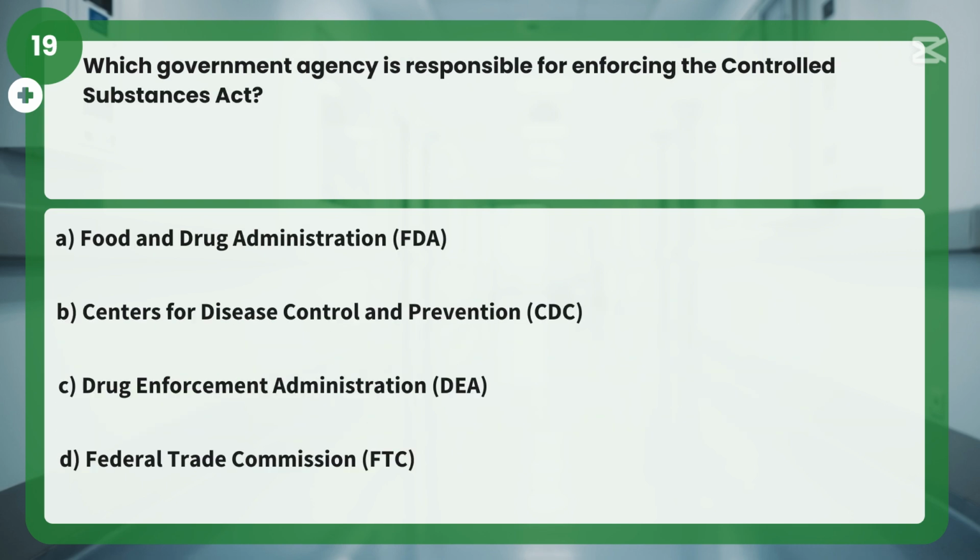Question 19. Which government agency is responsible for enforcing the Controlled Substances Act? A. Food and Drug Administration, FDA. B. Centers for Disease Control and Prevention, CDC. C. Drug Enforcement Administration, DEA. D. Federal Trade Commission, FTC.